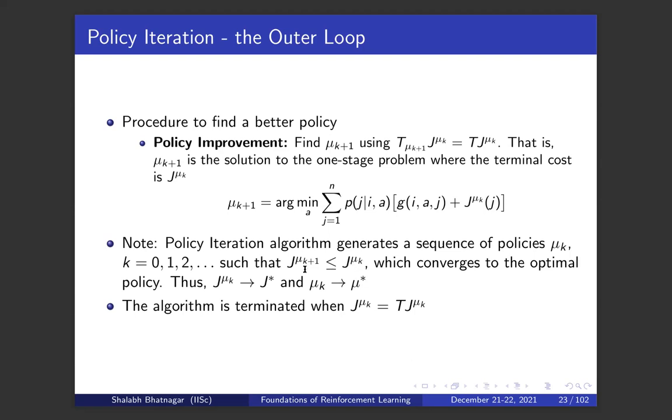So you can find different policies that are optimal, but again, all of them would lead to the same cost. So once you see that J mu k plus 1 is the same as J mu k, you can terminate your procedure, and then you know what the optimal value function is. Okay, so that's what it is.